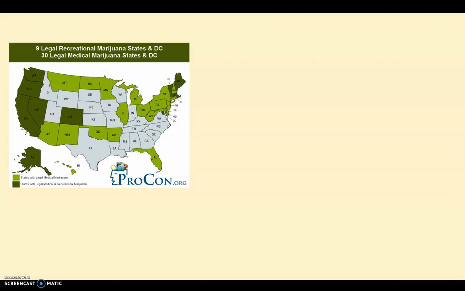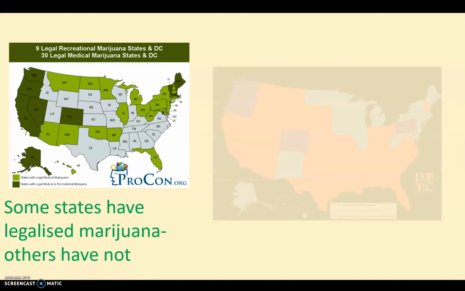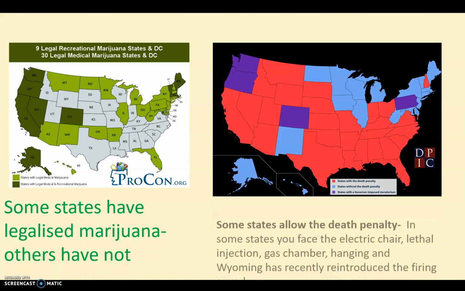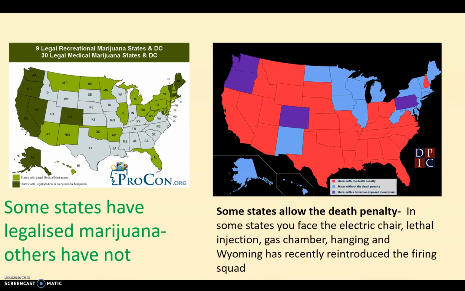So you do get these kinds of differences over all sorts of things. For example, the map on the right hand side is about the death penalty. In some states, you might face the electric chair, although that seems to be going out of fashion. Lethal injection is more popular. A couple of states, the gas chamber. Wyoming has recently reintroduced the firing squad as a potential method. Some states don't have it at all. Other states have it on the statute books but haven't used it for like 30 years or something like that. So again, federalism has allowed these differences between the states.